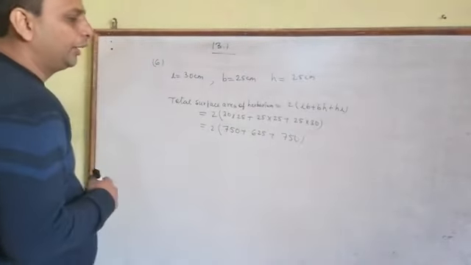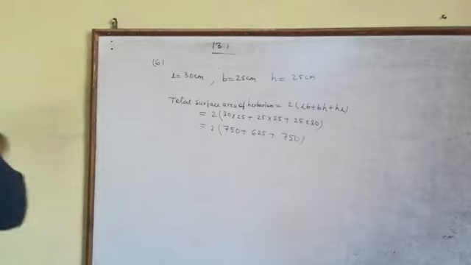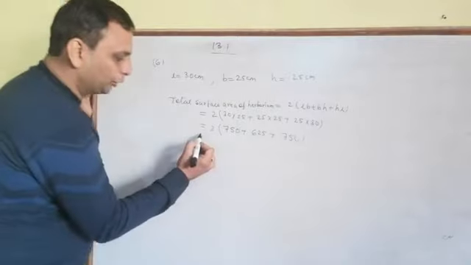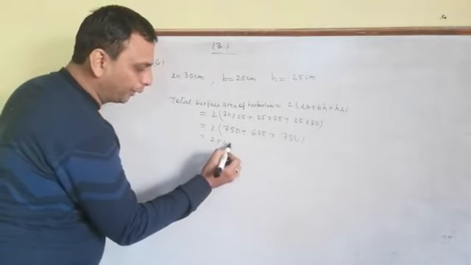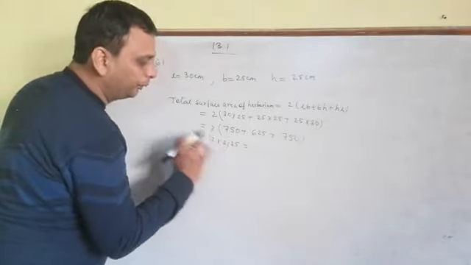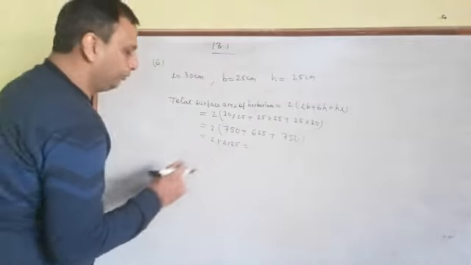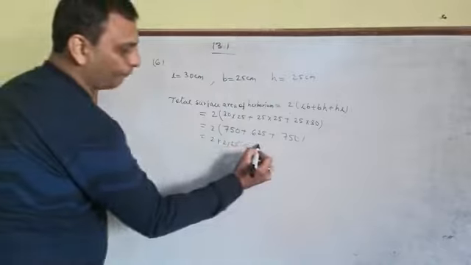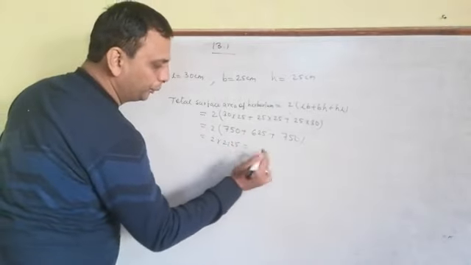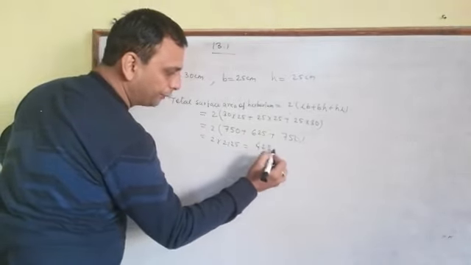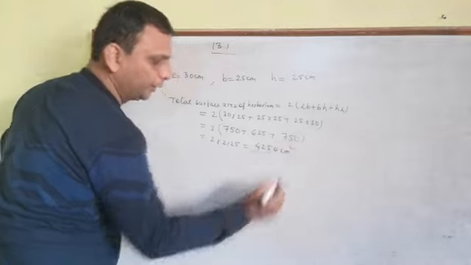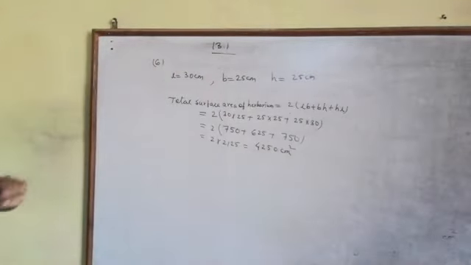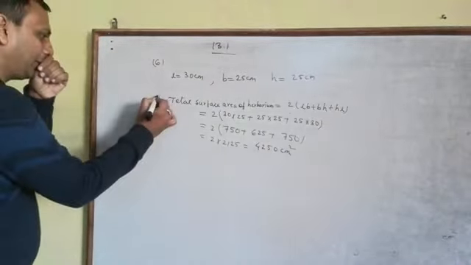750 plus 750, 1500. 1500 plus 625, 2125. So we will multiply 2125 by 2. So it will be equal to 4250. 4250 centimeters square is the answer for the herbarium. This is the first part.